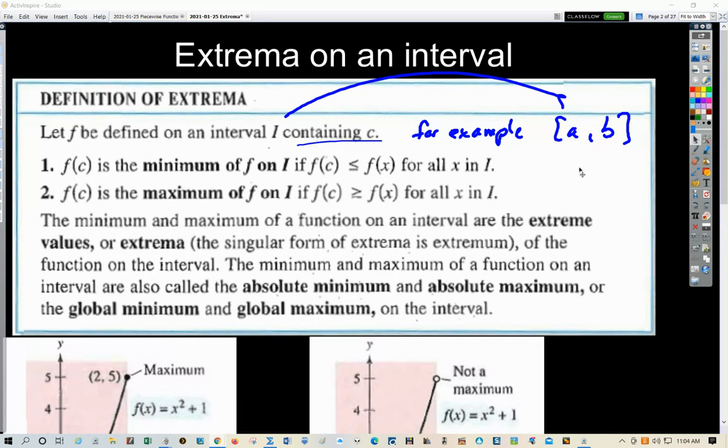Okay, so for example, for a parabola that's opening up, the vertex would be a global minimum, right? Because there's no way the ant could ever get any lower than that, because the function could never go lower than that based on the shape of the function.